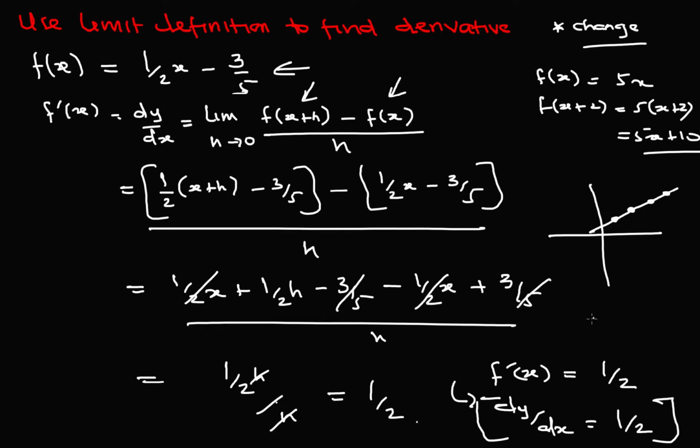But if it was like a quadratic equation, the change here, the slope here will not be the same everywhere. Okay, it will not be the same everywhere. So you'll see once we do this that it will not give you half. It will probably give you something with a variable like that. Okay, but for now we're saying that the derivative of this one here is actually half. All right, let's check another example.